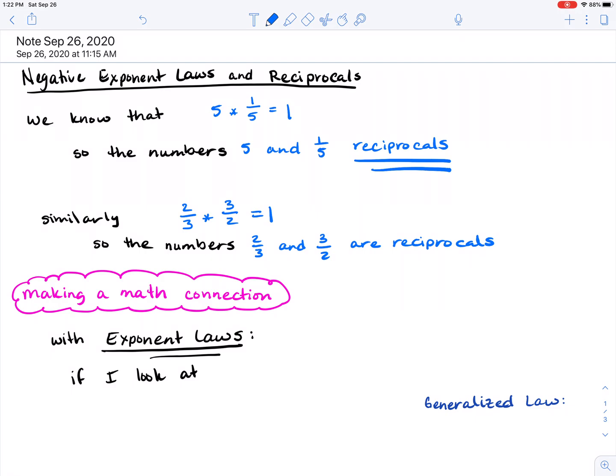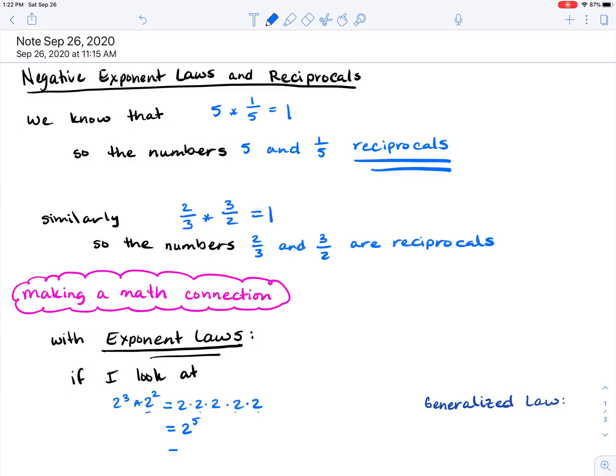If we look at 2 cubed and we multiply it by 2 squared, what does that give us? Well, we know that 2 to the exponent 3 is 2 times 2 times 2, and 2 to the exponent 2 is 2 times 2. So if we add up all the 2's, we have 1, 2, 3, 4, 5. We have 2 to the 5.